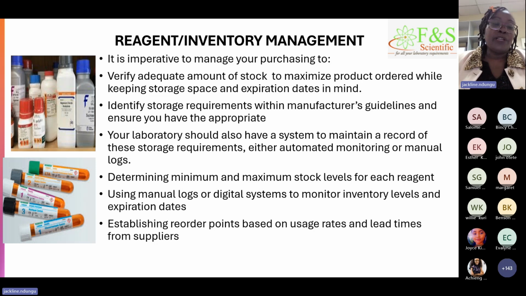Also establish your reorder points. For instance, maybe you know that this QC will take me 2 weeks. Please ensure that you have a reorder level. At what point are you getting the other QC?